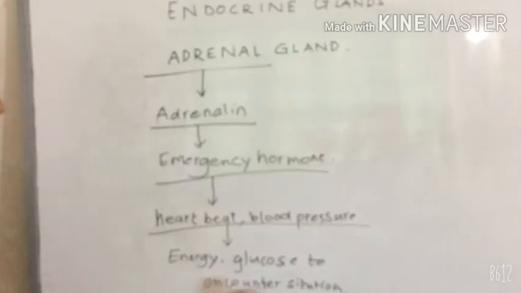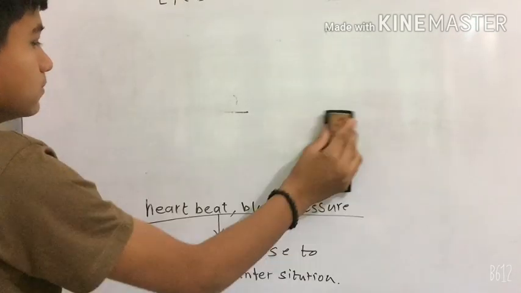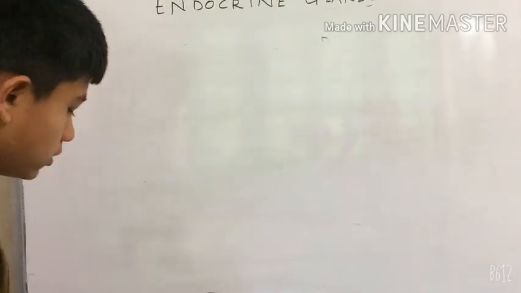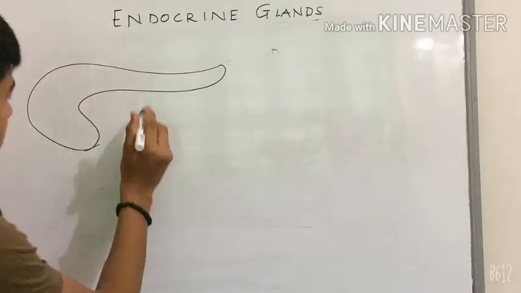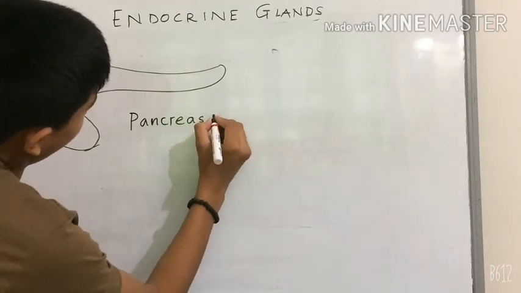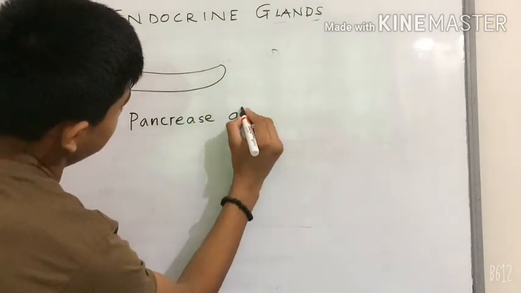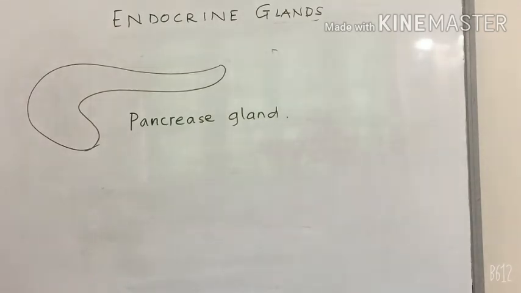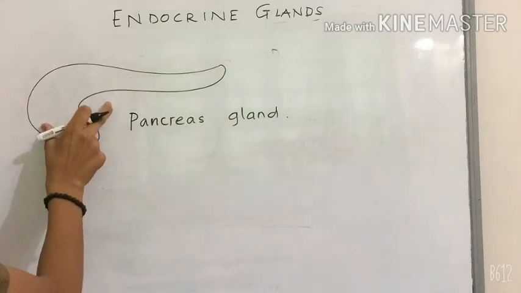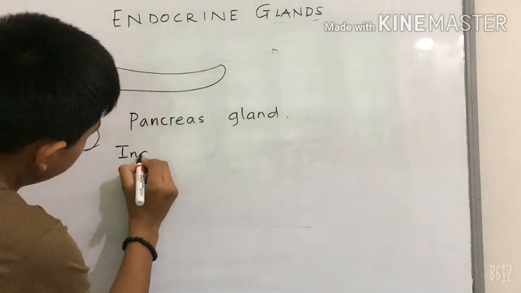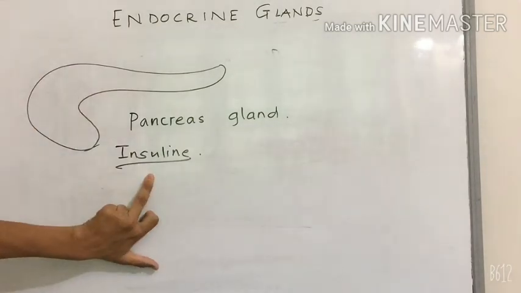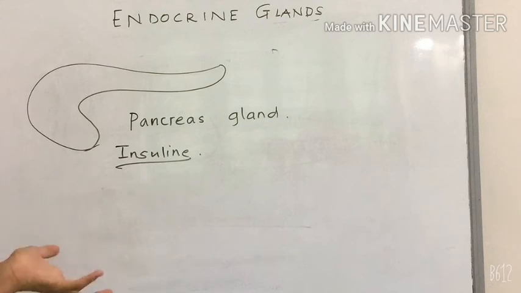Now friends, let's learn about the next gland, that is the pancreas. This pancreas is a very interesting gland because it is both an endocrine and exocrine gland. Now let me tell one thing about this: the pancreas secretes insulin. This is responsible for the controlling of blood sugar level, that is BSL.